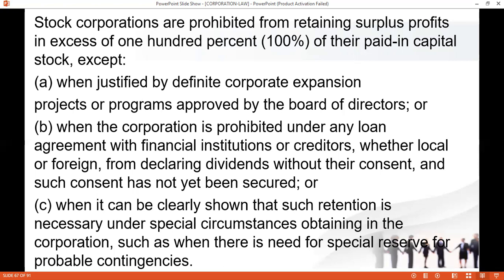When it can be clearly shown that such retention is necessary under special circumstances obtaining in the corporation, such as when there is a need for special reserve for probable contingencies. Ang bigay ko example nito is like ngayong COVID pandemic, di ba? Kasi meron tayong mga contingencies na nangyayari. Like for payment of salaries of the employees na wala namang income yung company pero under the labor code kailangan talaga nating magbayad kahit na hindi ganyan kalaki yung pumapasok na income. So pwede yan kasi contingency yan, yung mga unexpected na mga events or circumstances. Okay?